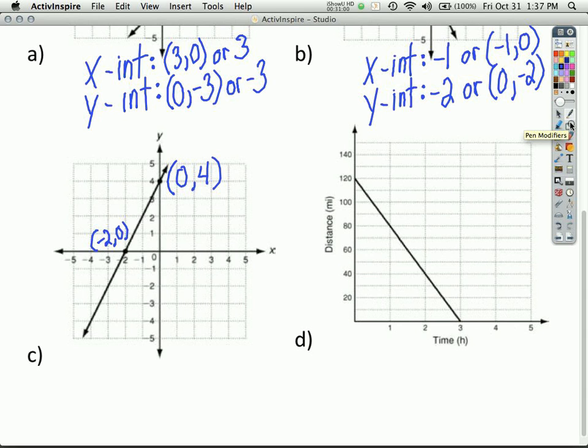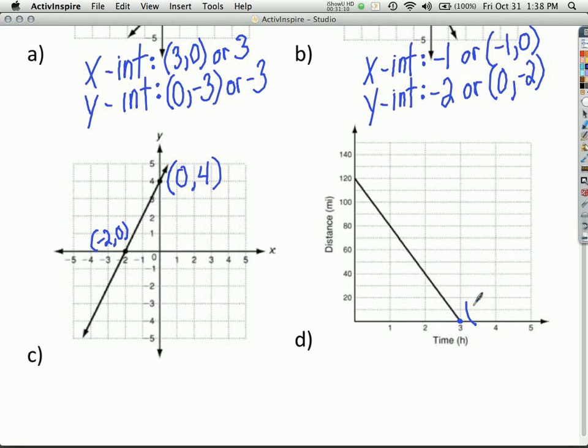You able to see them? What are the intercepts? Chanel, what's the x-intercept? Yeah, it's 3 comma 0 right there. 3 comma 0, but this one's a little bit different because the 3 means hours and the 0 means miles or distance. So 3 hours, 0 miles left.